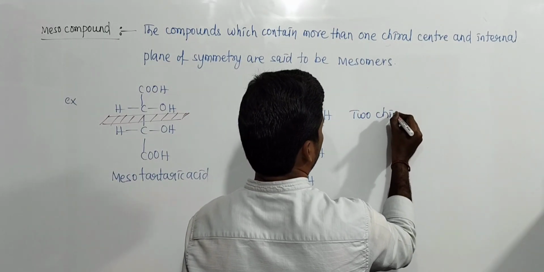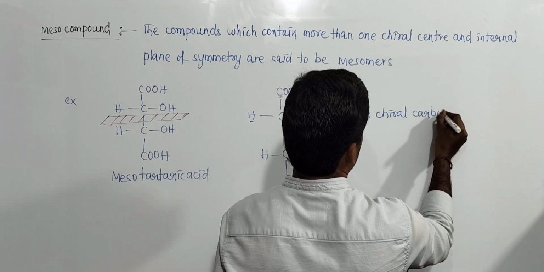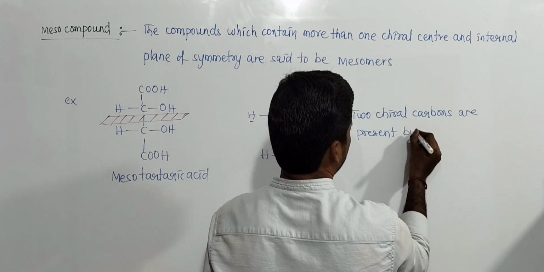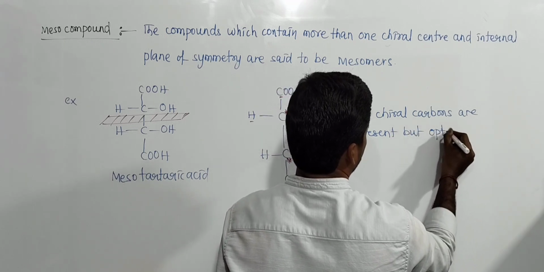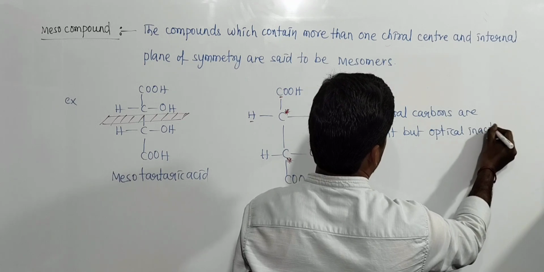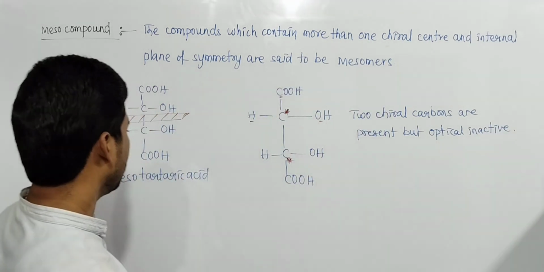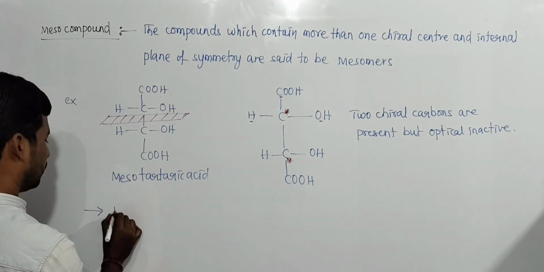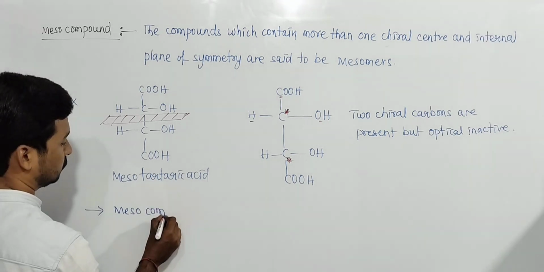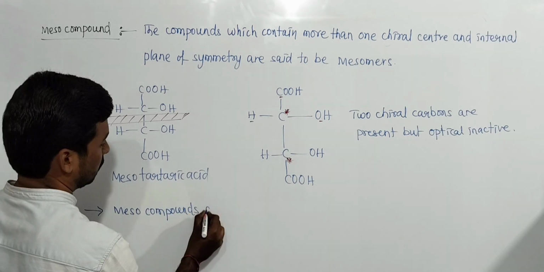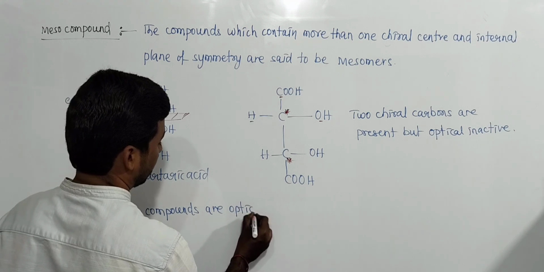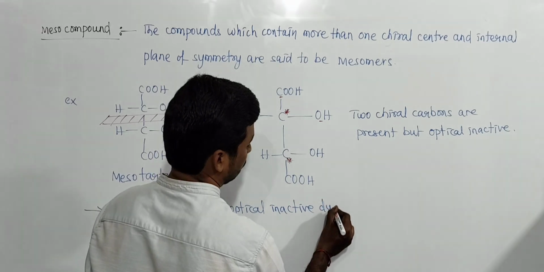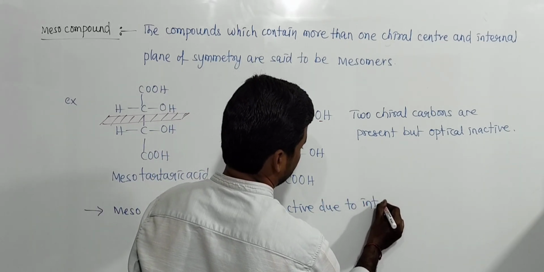Two chiral carbons are present, but optically inactive. Meso compounds are optically inactive. Meso compounds are optically inactive due to internal compensation.